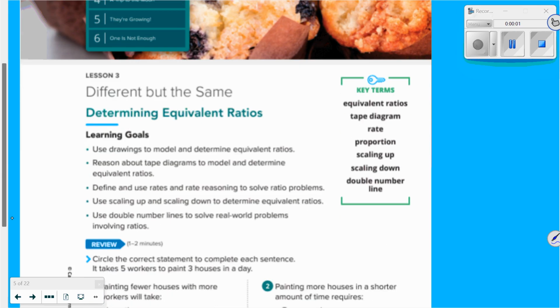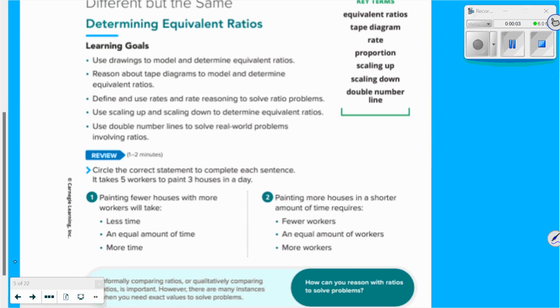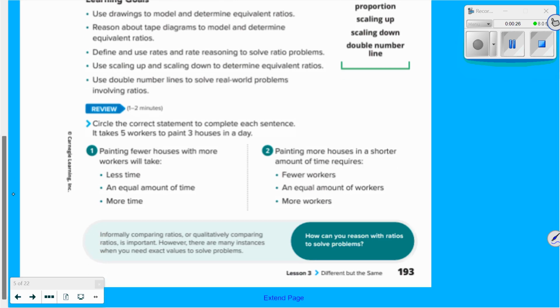Hi guys. We're going to talk today about equivalent ratios. Our learning goals: drawings to model and determine equivalent ratios, reason about T diagrams to model and determine equivalent ratios, defining rates and rate reasoning. We actually won't get to that part today. We'll continue that for next time. We're going to talk also next time about scaling up and scaling down and the double number lines. So we're going to do the first 2 of the 5 for today.